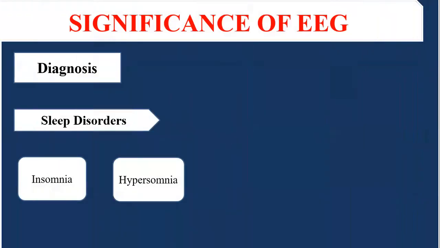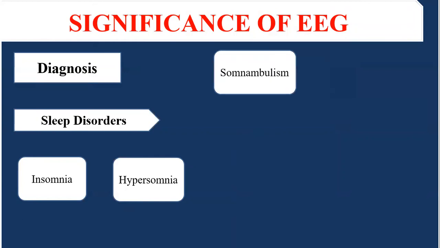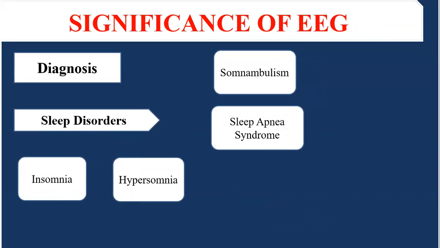The other disorders include the most common sleep disorders, which can also be diagnosed by the EEG, including insomnia, in which there is deprivation of sleep; hypersomnia, in which there is excessive sleep; and somnambulism. Somnambulism is the disorder of sleep in which the patient tends to walk after the sleep or during the sleep. The other disorder is sleep apnea syndrome, in which during sleep there is a temporary respiratory blockage.